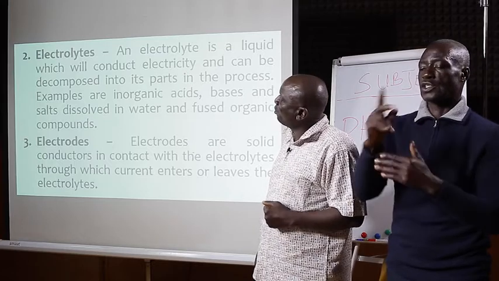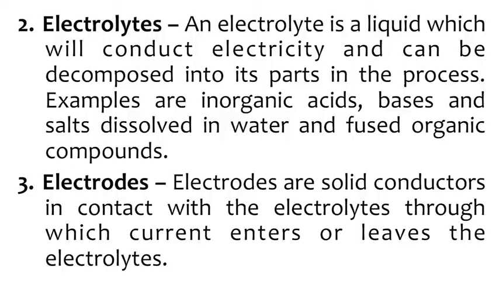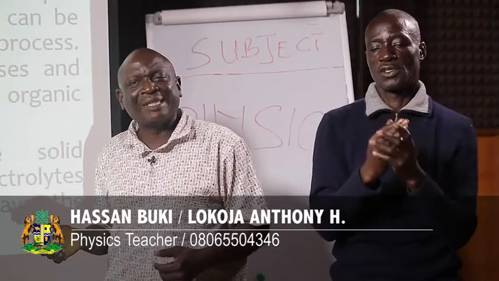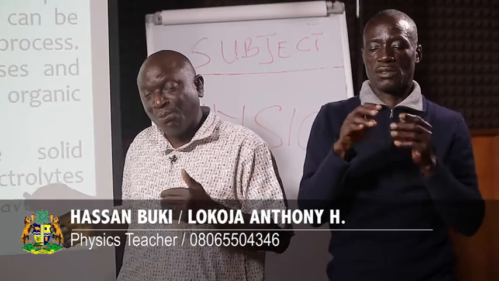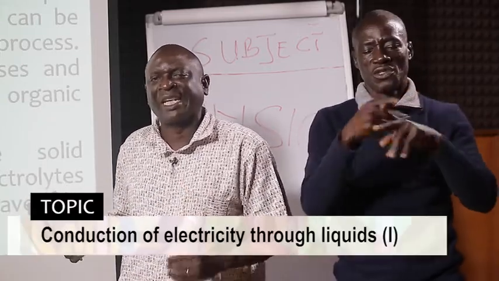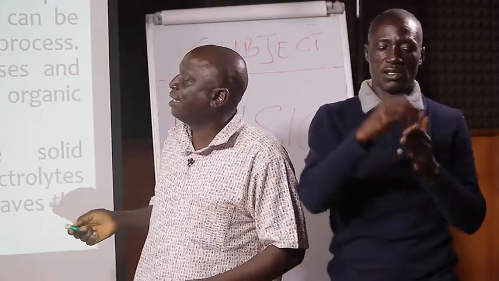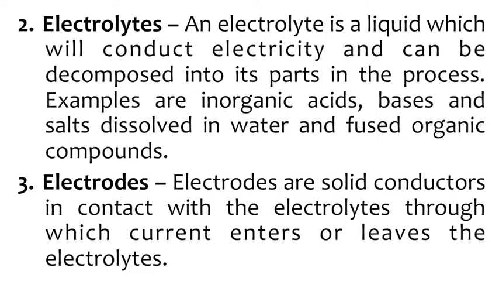The next one, 2, is electrolytes. An electrolyte is a liquid which will conduct electricity and can be decomposed into its parts in the process. That means it can conduct electricity and it can be broken down into its various component parts in that process. Examples are organic acids, bases, and salts dissolved in water, and fused organic compounds.